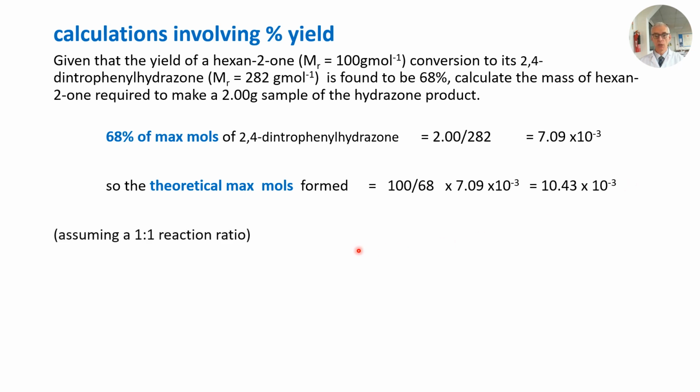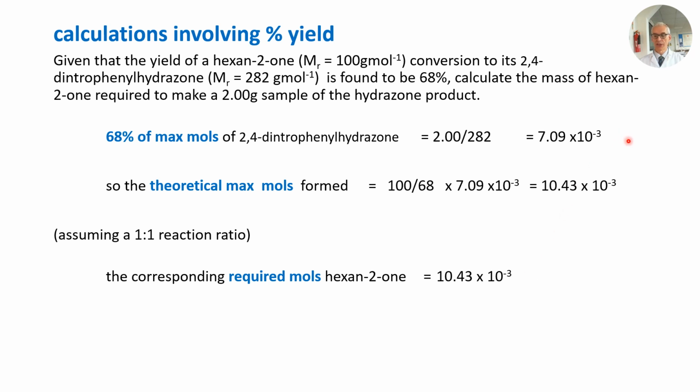Now, assuming a 1-to-1 reaction ratio, then the corresponding required moles of hexane-2-one to make 10.43 times 10 to the minus 3 moles of the hydrazone, in theory, would be the same number of moles. So the required moles of hexane-2-one is also 10.43 times 10 to the minus 3.